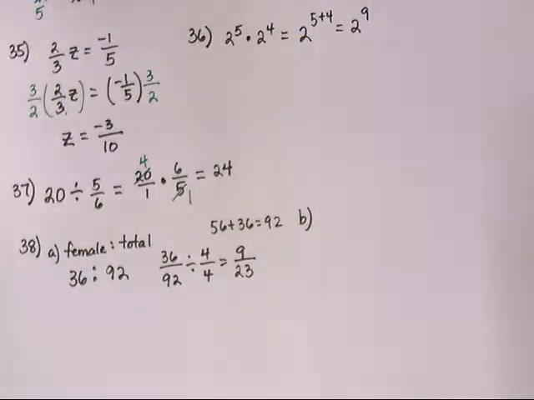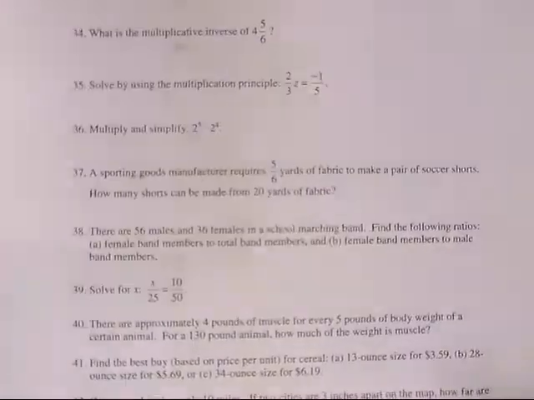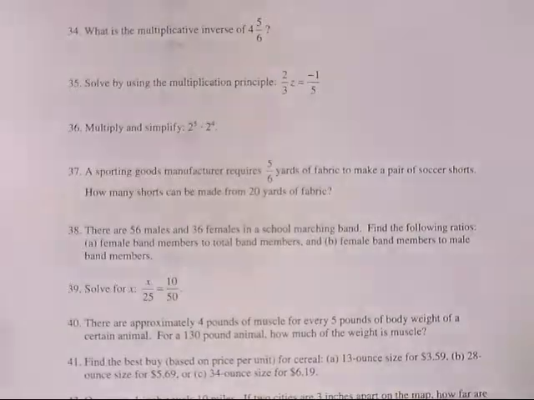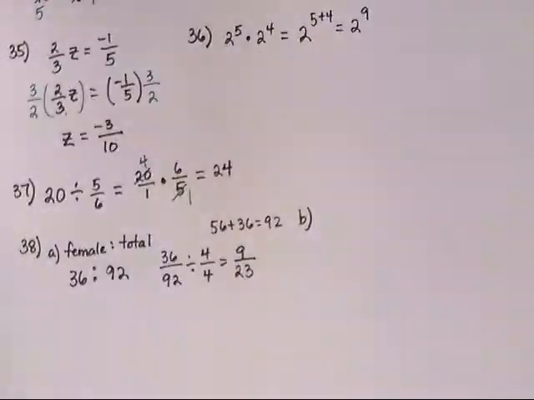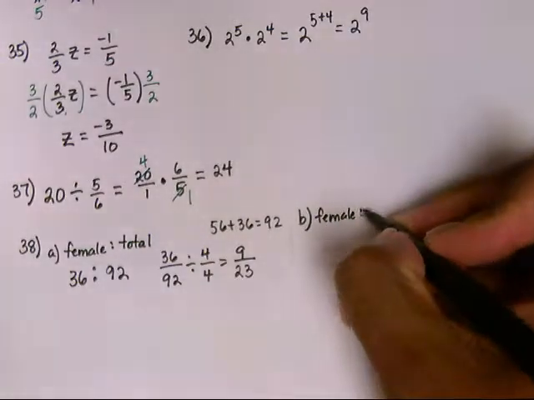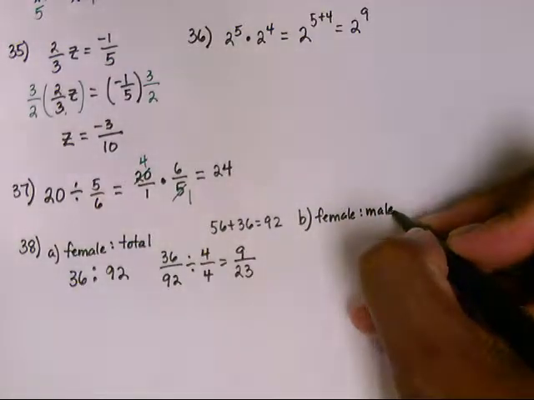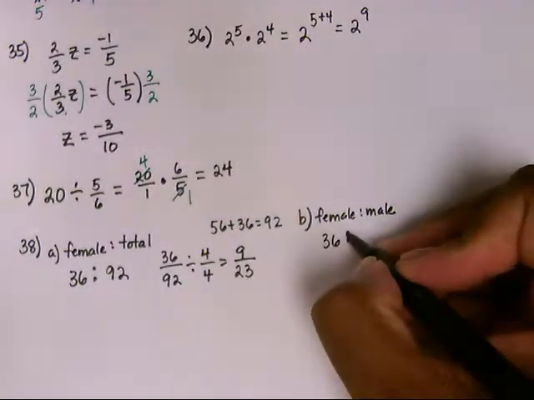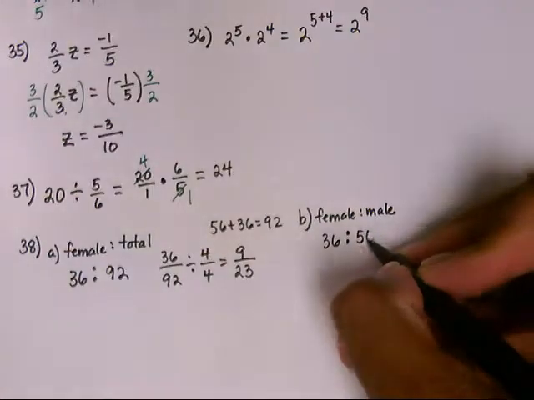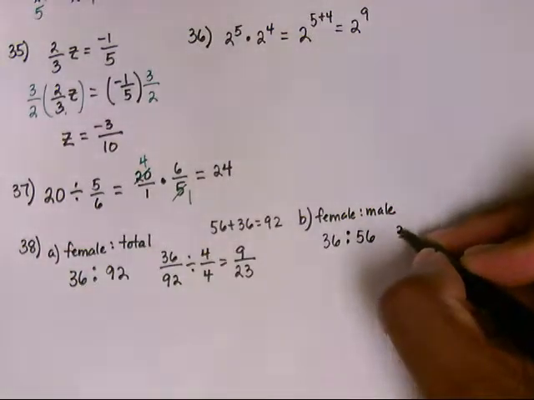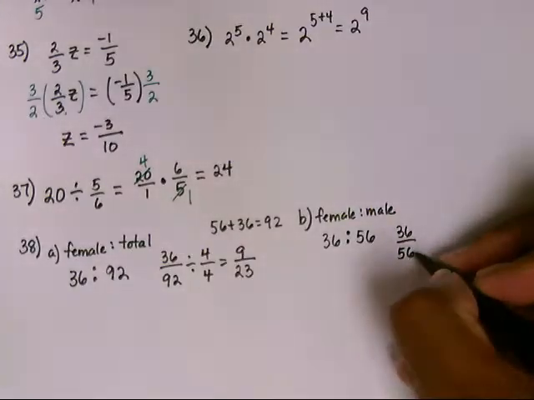In part B, they ask for female band members to male band members. Female band members to male band members. So now it's female to male. We got 36 females to 56 males. So subtraction, that's going to be 36 over 56.